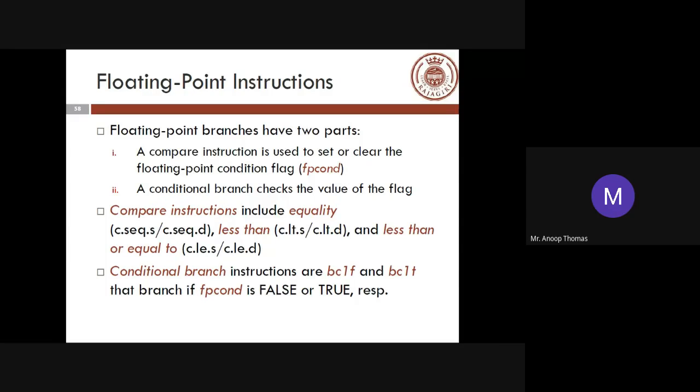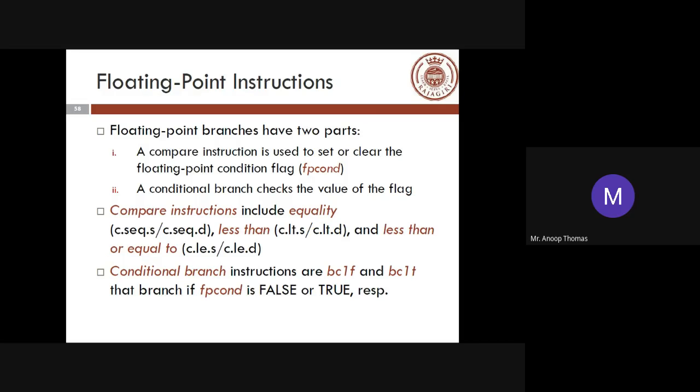So the floating point branches have 2 parts. One is a compare instruction used to set or clear the floating point conditional flag. It is implemented using a flag called the floating point condition flag, FPCOND. The conditional branch checks the value of the flag and then moves to the corresponding instruction which is required to be executed. So floating point branches have 2 parts. First, a comparison instruction which sets a particular flag called the FP flag, and based on the value of the flag, you have a conditional branch. The set of instructions which comes in this particular segment is the compare instruction.